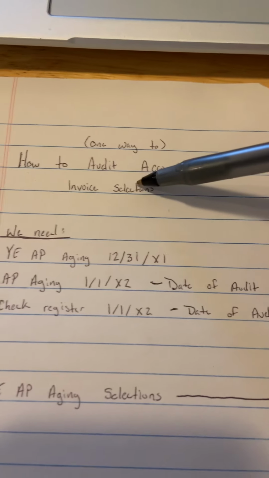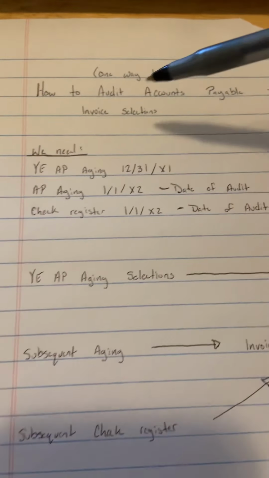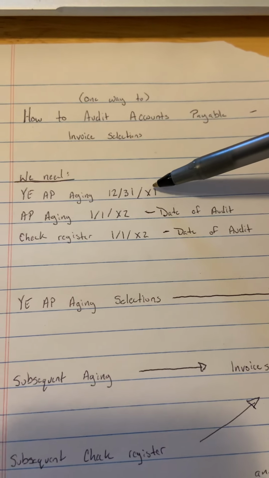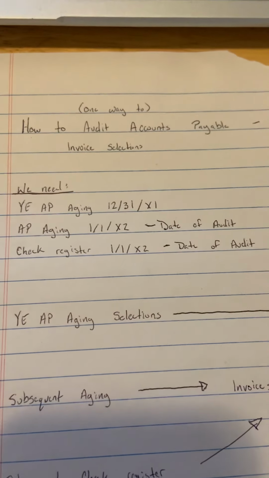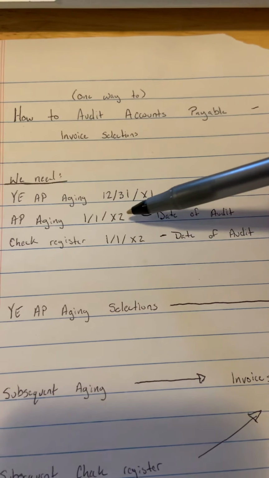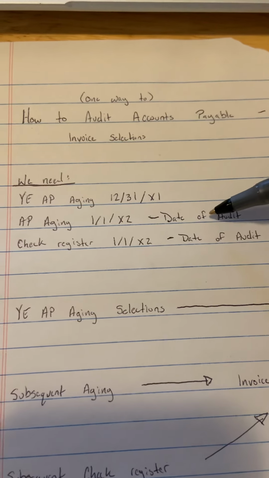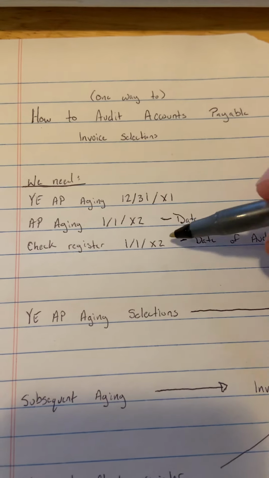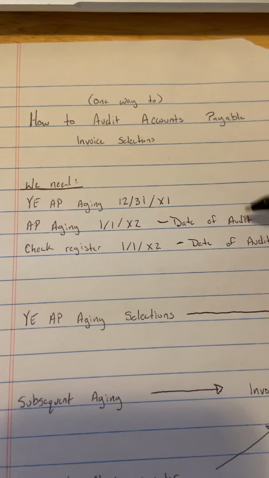In short, specifically your invoice selections. First off, we need the year-end under audit, usually 12/31, AP aging. We need the subsequent AP aging, meaning 1/1 of year 2 to the date of the audit. And we need a subsequent check register, 1/1 year 2 to the date of the audit. That's the range.